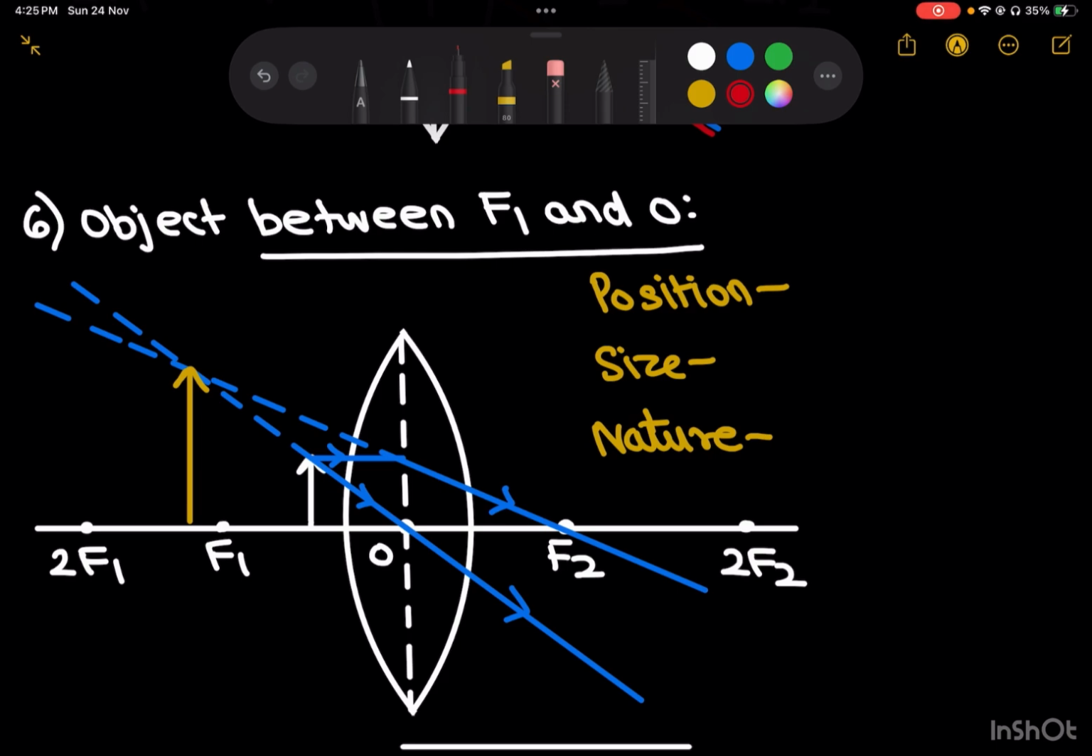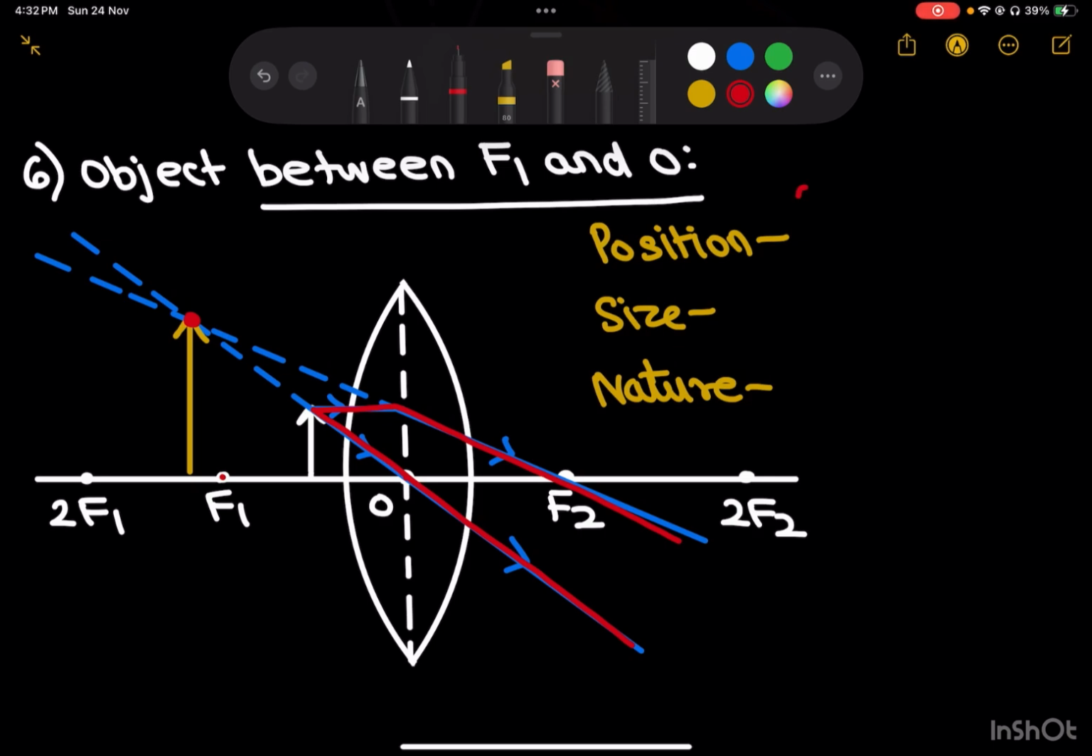Okay, so this is kind of magical. Even though it is transparent, the image is still formed behind the lens on the same side of the object. So see how it happens. The object is kept between f1 and o. A ray is passed parallel, it goes through the focus, and a ray is passed through the optical center, goes without deviation. Now as you can see, the two refracted rays will never meet in real life, but when they are traced back, they do intersect at a point. So the image is formed at the point, and hence the position of the image is on the same side of the lens as the object.